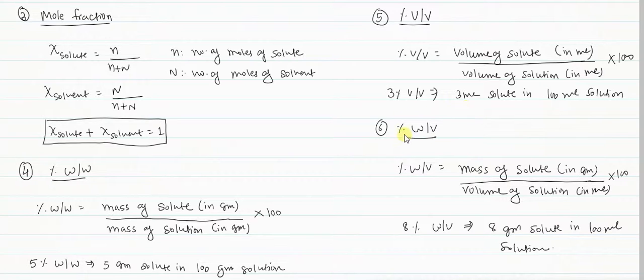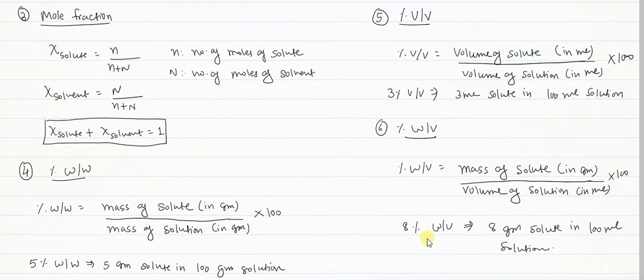Another quantity that is normally used is percentage W by V. It is defined as mass of solute upon volume of solution. Now in this case, just be careful that the unit that I have used in numerator, the mass of solute, is in grams, and the volume of solution in denominator is in ml. If you want to use kg in numerator, then you will have to change your denominator to liter. So just remember these units, which are very important.